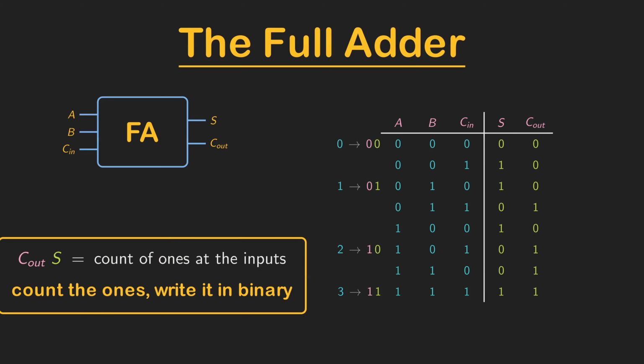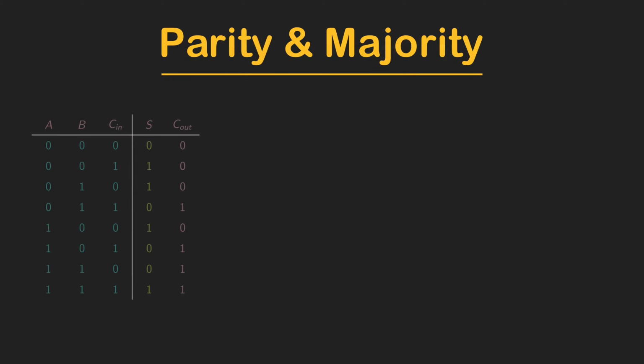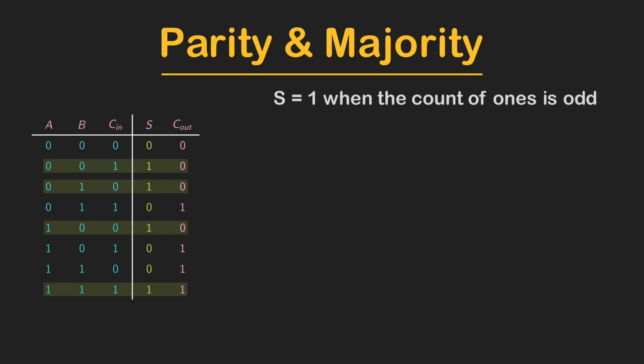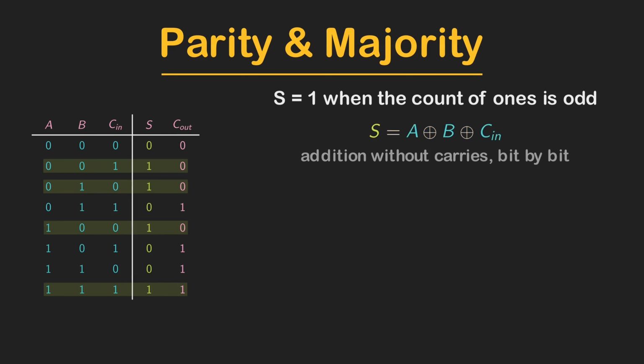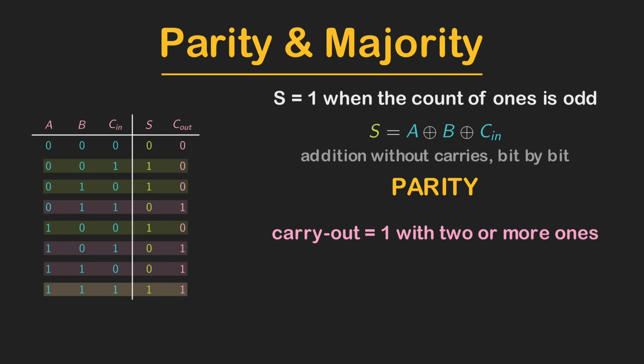And it sounds almost too simple. Carry out and sum are just the count of ones written in binary. 2 deeper patterns are hiding in there, and they're worth pulling out. First, the sum is 1 exactly when the number of ones is odd. That's XOR's signature, addition without carries, applied bit by bit. Engineers call it parity. Second, the carry out is 1 exactly when 2 or more inputs are 1. The carry out is a majority vote.